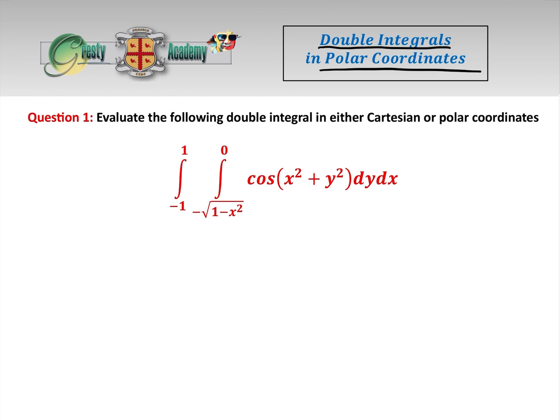So the first question here is one which basically I don't know how to do in Cartesian coordinates. I'm not 100% sure it's possible, but in polar coordinates it's relatively easy, and the clues are because we got your x squared plus y squared here, and we got the square root of 1 minus x squared here, so it's clear that they want us to convert to polar coordinates.